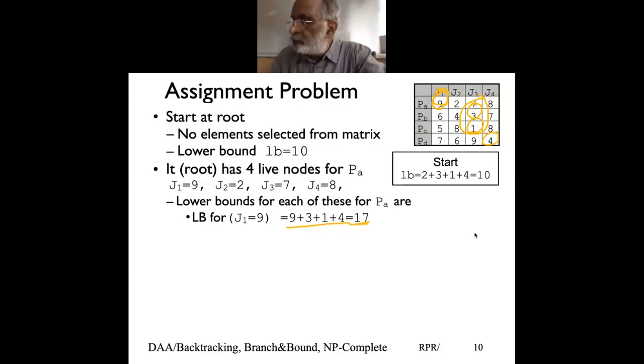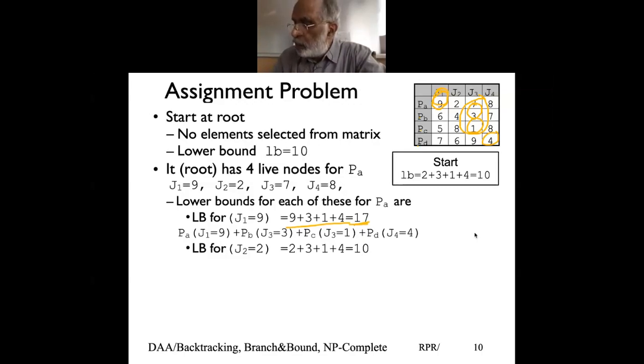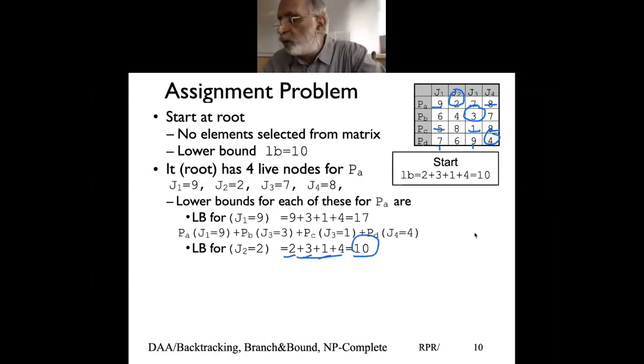If person 2 does job 2, now what is my lower bound? When person 2 does job 2, person 3 can do from job 1, job 3 and job 4, and minimum cost happens to be 3, so you get 3. Person 3 can do job 1, job 3 and job 4, minimum is 1, we take 1, and person 4 can do job 1, job 3 and job 4, 4, so my minimal cost is 10. So with person 1 doing job 2, my minimal cost is 10.